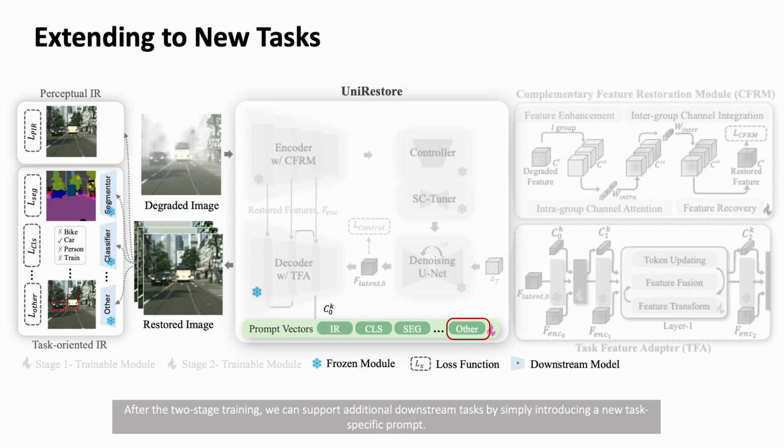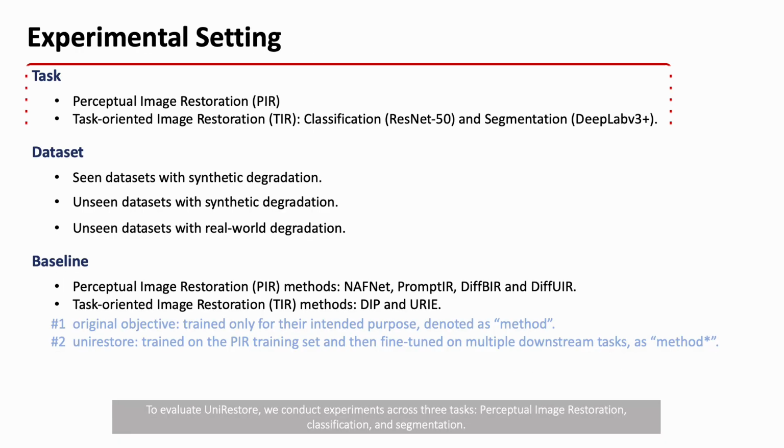In addition, one key advantage of UniRestore is that it can be easily extended to new tasks. After the 2-stage training, we can support additional downstream tasks by simply introducing a new task-specific prompt. This stage doesn't require access to the original data or retraining the model. Only the new prompt needs to be optimized. This makes our approach flexible and highly scalable for real-world applications.